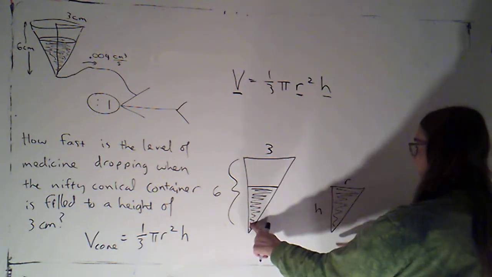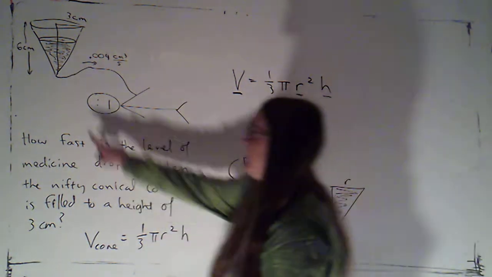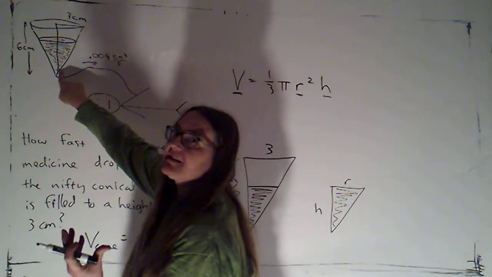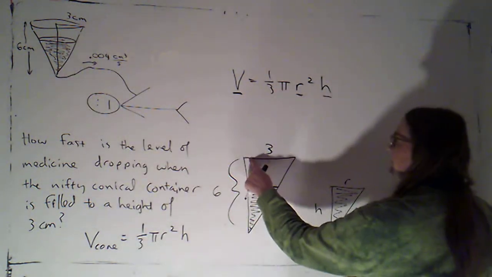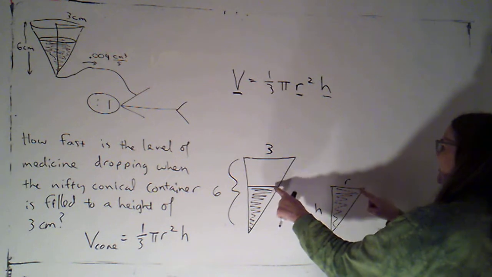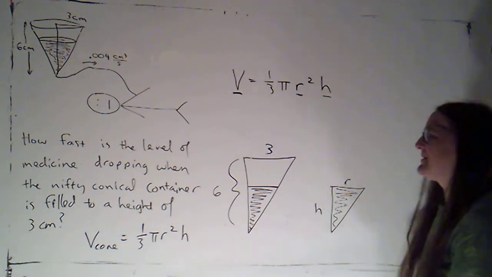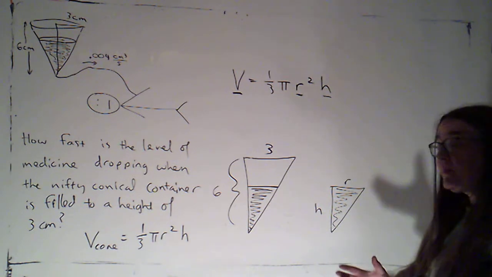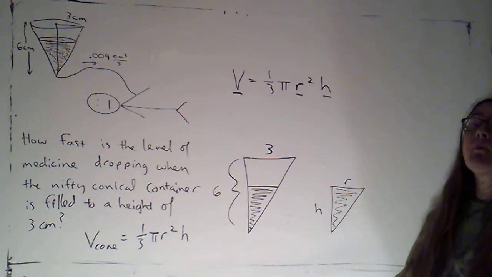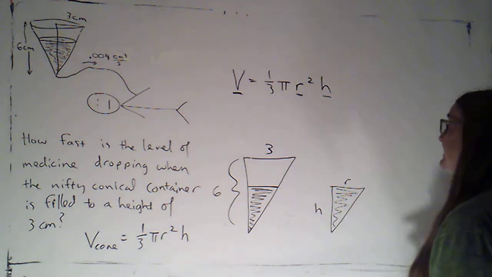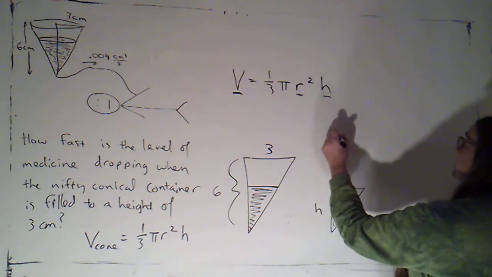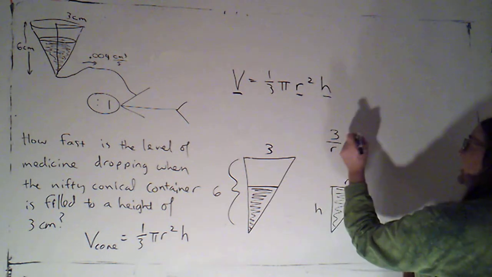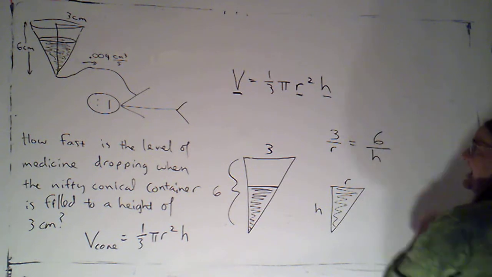That angle's the same because it's literally at the same location. This is a right angle, this is a right angle, so this angle and this angle are also the same. So if they're similar triangles, they're exactly the same shape, their sides are proportional. So I can set up a proportion. I can say 3 is to R as 6 is to H.